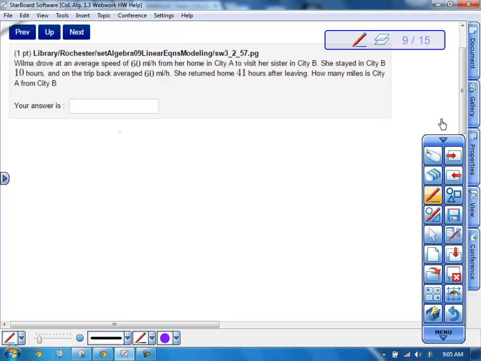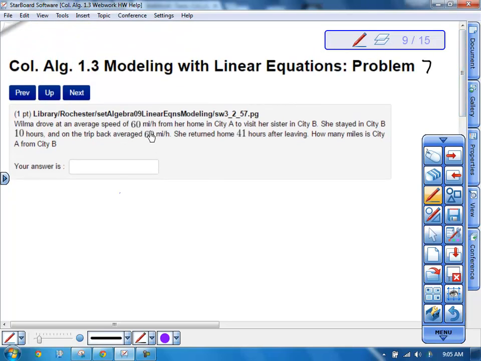Okay, the next problem says you're driving at an average speed of 60 miles per hour from city A to city B. So there's city A, there's city B. So you're driving 60 miles per hour.